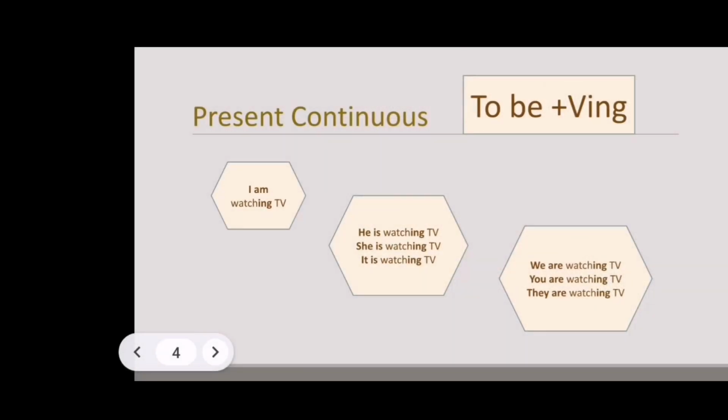The formula of present continuous is to be plus verb with ing form. Do you remember to be? Am, is, are. So pay attention. I am watching, ing form. He is, she is, it is watching. And we are, you are, they are watching. So once more, to be, am, is, are, and the verb plus ing form. Don't forget about it.